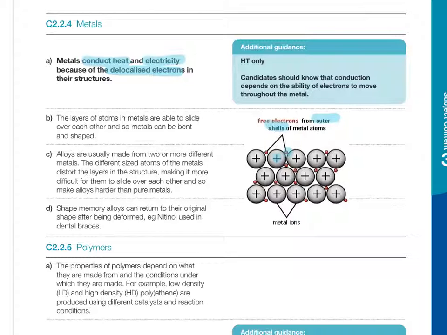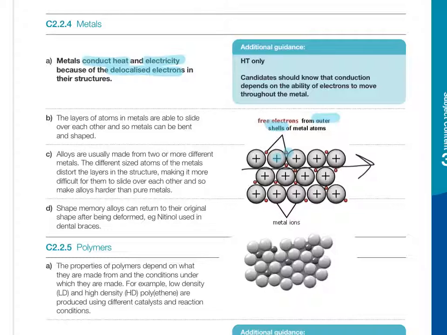The other thing you need to know about metals is that because they're arranged in these nice neat rows, those layers can slide over each other. And that means that our metals can be bent and shaped. They are malleable is the other word that might be used to describe that. The fact that the layers slide over each other and therefore your metals can be bent and shaped, they are malleable.